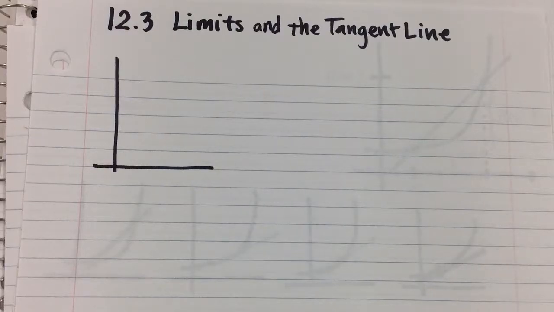12.1, 12.2, we covered limits. We had a lot of practice with limits. Now we're going to apply it. How do we find the slope of the tangent line to a graph?